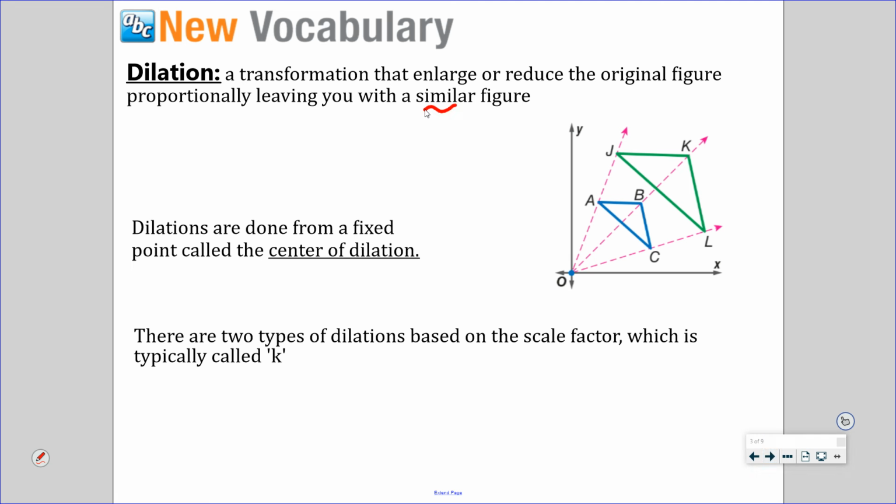So similar, meaning it's the same shape, just a different size.